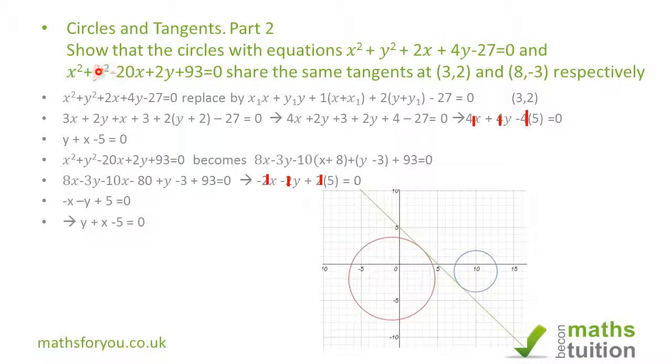Which then suggests that these two circles, this one here and that one there, share the same tangent of equation y plus x minus 5 is equal to 0, and that's what you've got here.